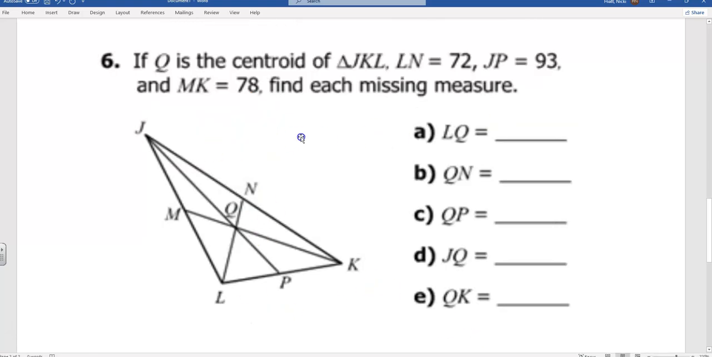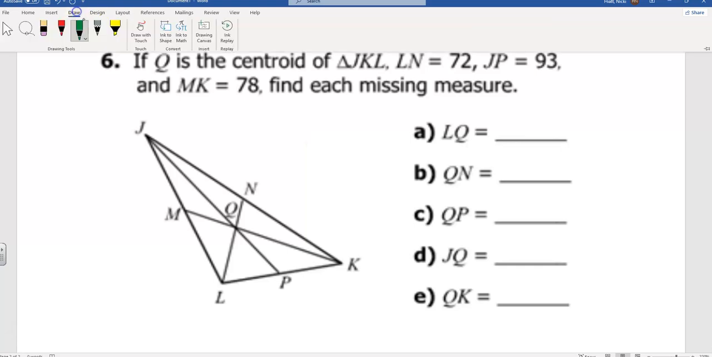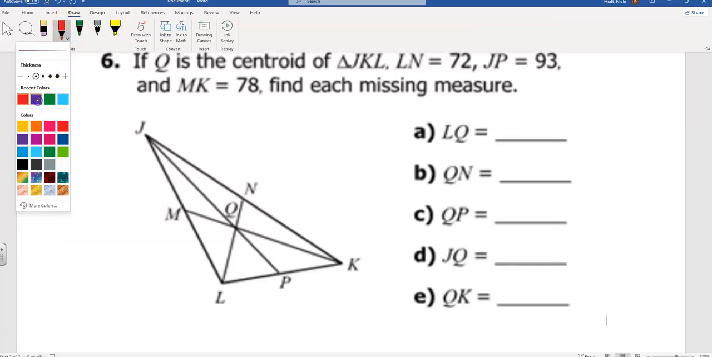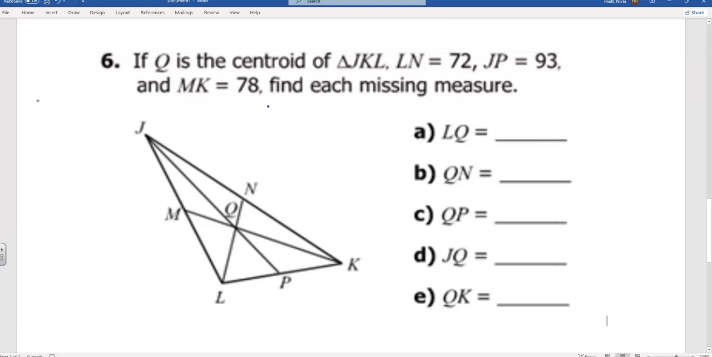Okay, so 6 is going to be a little different. 6 is going to tell us the LN.